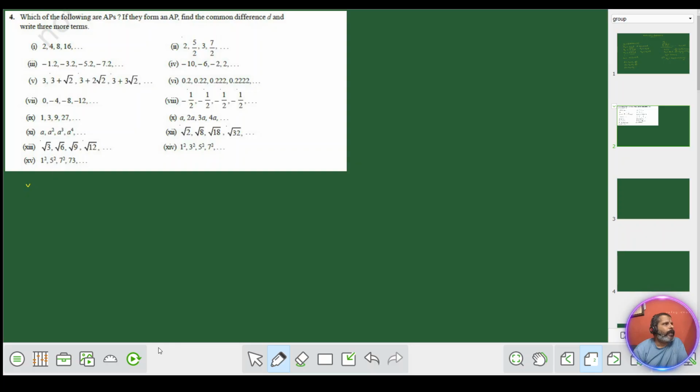It's a root question. Pay attention here. Consider the AP 3, 3 plus root 2, 3 plus 2 root 2, 3 plus 3 root 2. I think it might form an AP, right, by seeing the sequence here. Let's see. A1 equal to 3. Actually, no need to write A here. We can directly jump and start the common difference.